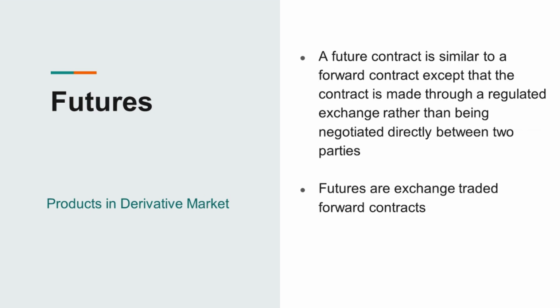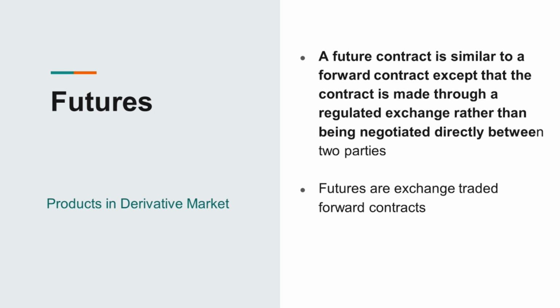Let's see futures. A futures contract is similar to a forward contract except that the contract is made through a regulated exchange rather than being negotiated directly between two parties. When we talk about forwards and futures, the basic difference is that forwards are OTC, the over the counter market, a direct deal between buyer and seller, whereas futures are ETD, that is exchange traded derivatives.